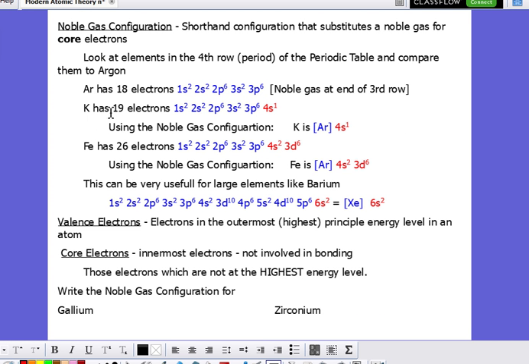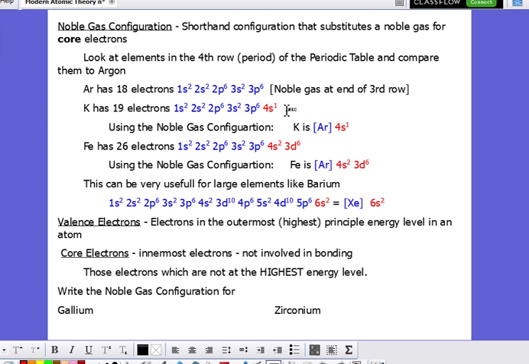So instead of writing potassium's full configuration, we can just do a shorthand. Let's compare these two. Argon goes from 1s2 to 2p6 to 3p6. Potassium, same thing, but since potassium has 1 more electron, we have to go down 1 more energy level, and so the difference is just a smidge.